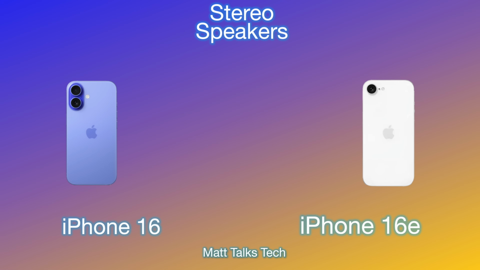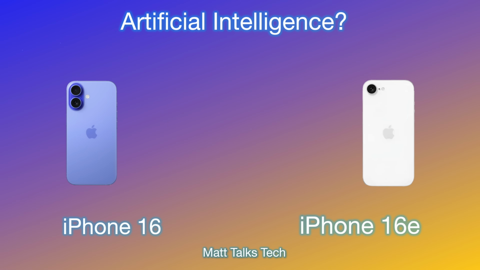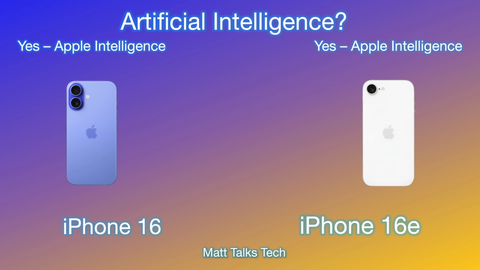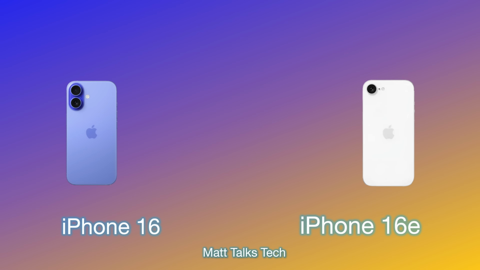But then for stereo speakers, both of these phones have got that, and they both have 2 speakers inside of them, so this is really good to see. And both of them are fully compatible with Apple Intelligence. So this means that all the Apple Intelligence goodies that are going to be coming out over the next few years, they're going to be compatible with them, and also the current ones that exist right now for both phones. For Bluetooth technology, the iPhone 16 actually has Bluetooth 5.3, whereas the iPhone 16e has Bluetooth 5.3, so no difference there.